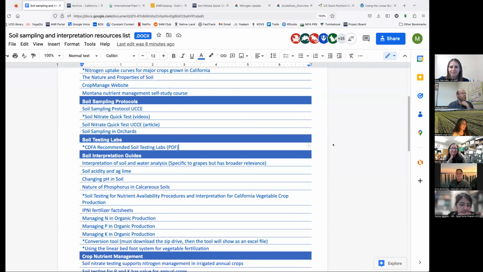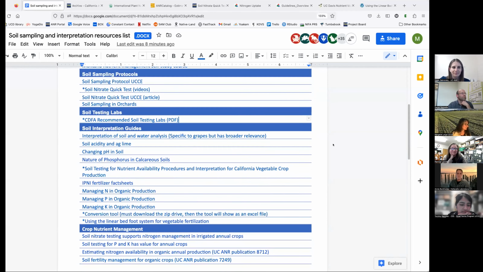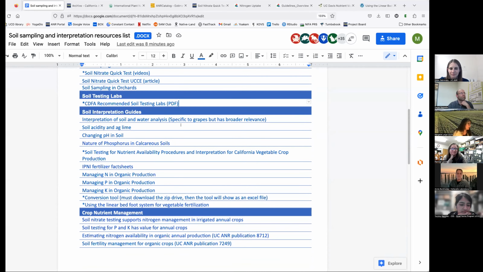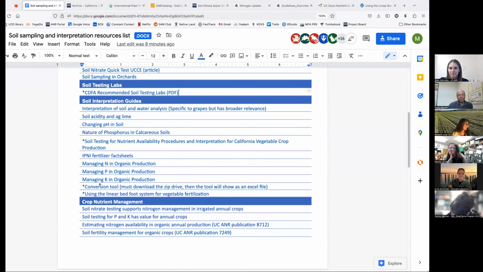So that is often a good reason to pick a lab. Okay, and then the interpretation guidelines. So I have a lot of materials listed here, and you can get into some of the nitty-gritty, and throughout your soil sampling career, you may come across different questions, so you can reference that here.